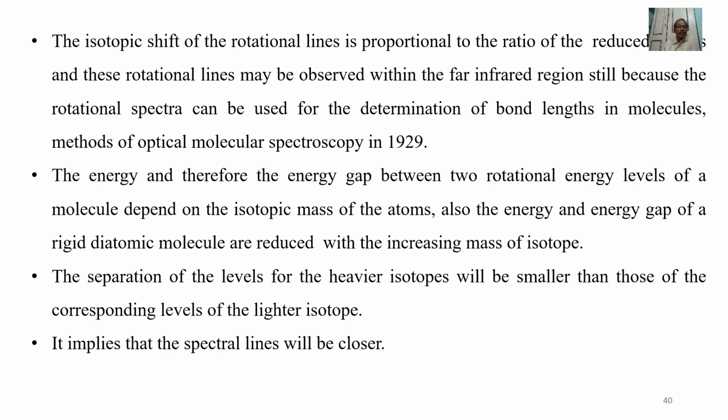The energy and therefore the energy gap between two rotational energy levels of a molecule depend on the isotopic mass of the atoms. Also, the energy and the energy gap of a rigid diatomic molecule are reduced with the increasing mass of isotope. The separation of the levels for the heavier isotopes will be smaller than those of the corresponding levels of the lighter isotope. It implies that the spectral lines will be closer. So these are the inferences that we can learn from isotope substitution in a diatomic molecule.